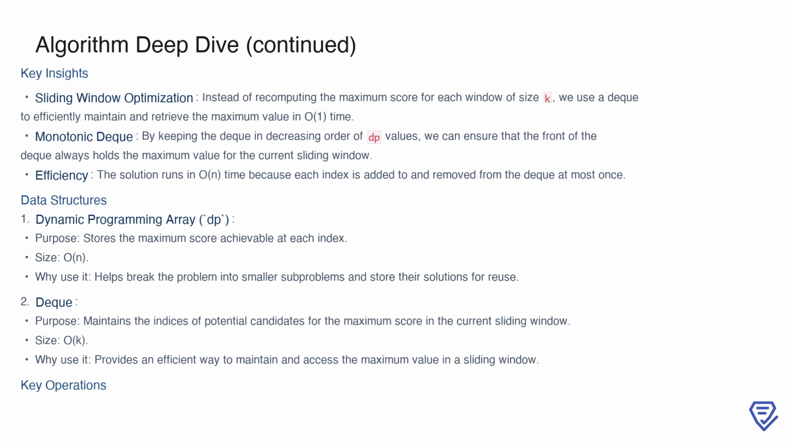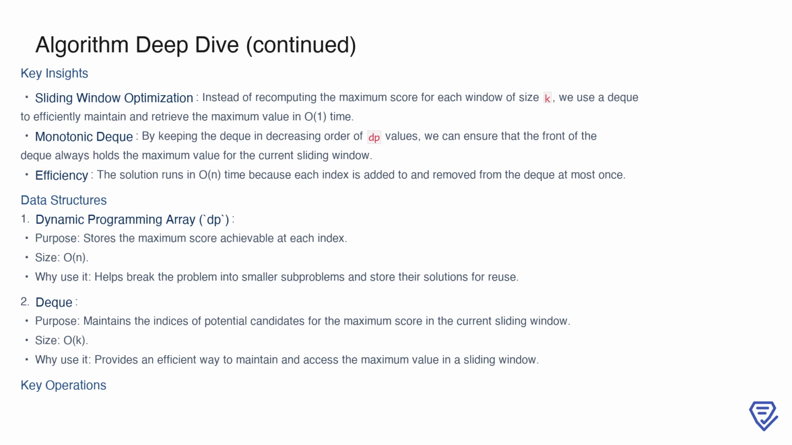The key to this algorithm's efficiency lies in the sliding window optimization. Instead of recalculating the maximum score for every window of size k, we use a deque to maintain and retrieve the maximum value in constant time. This deque is monotonic, meaning it's kept in decreasing order of DP values. By structuring it this way, the front of the deque always provides the maximum score for the current window. This ensures that we don't waste time comparing or recomputing values unnecessarily.